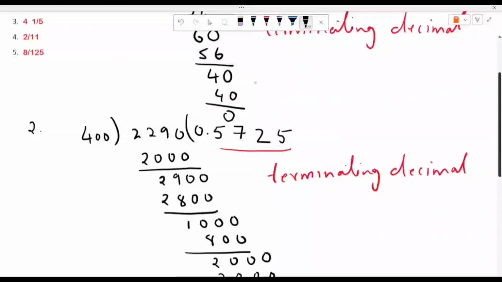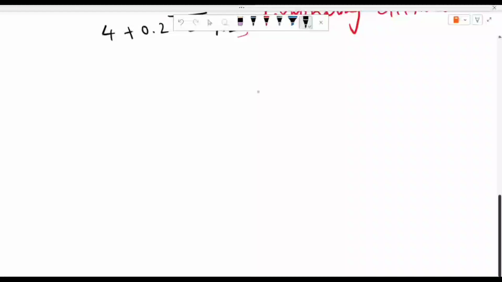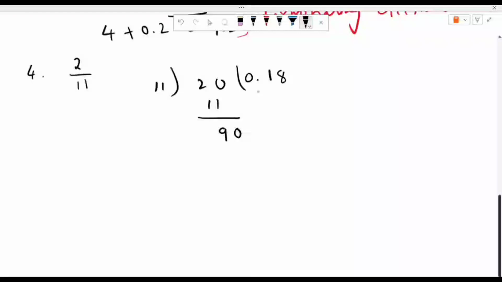What is that? 2 divided by 11. So now we will see the fourth question as 2 divided by 11. So how can I write this? 11 again divided by 2. So again a small number, 0.0 it will be. Now 11 ones are 11 will come, so it will be 9. Decimal is there, so 0. 11 eights are 88. Now 2, decimal is there, means 0.